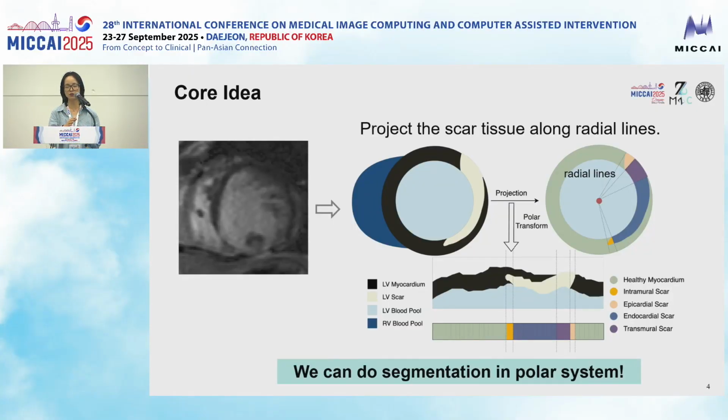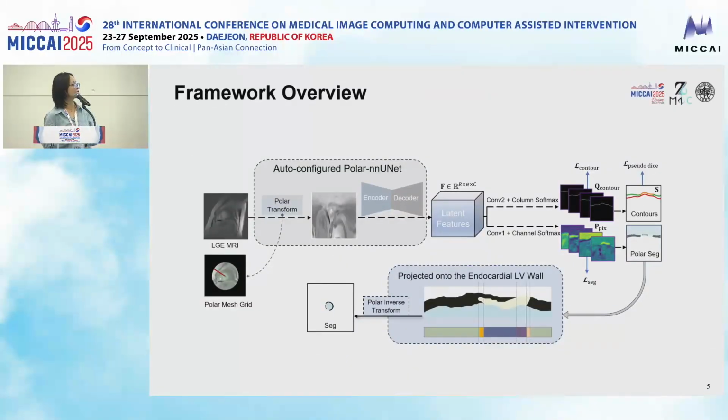Maybe instead of doing the segmentation in the Cartesian coordinate system, we can do the segmentation in the polar system. As you can see, we can connect the scar region with the centroid of the left ventricle with radial lines, check whether the line touches the boundary, and then do the scar subtype classification. So this is our overview framework.